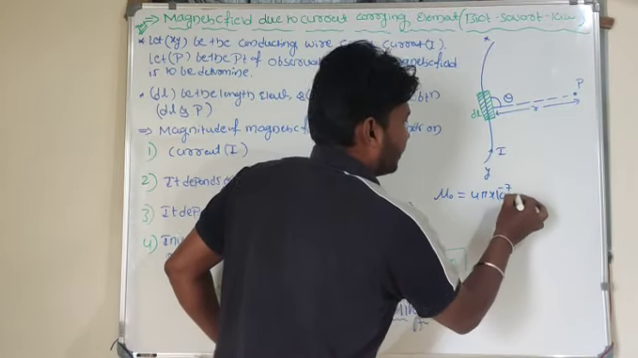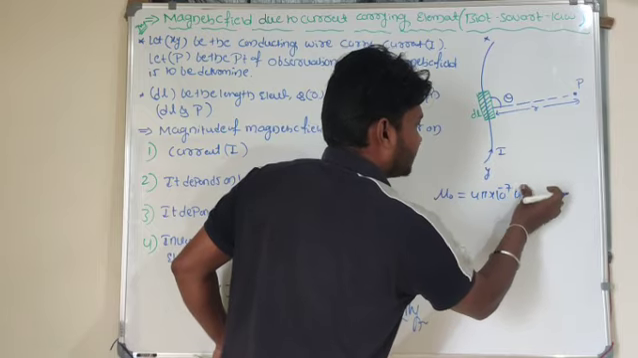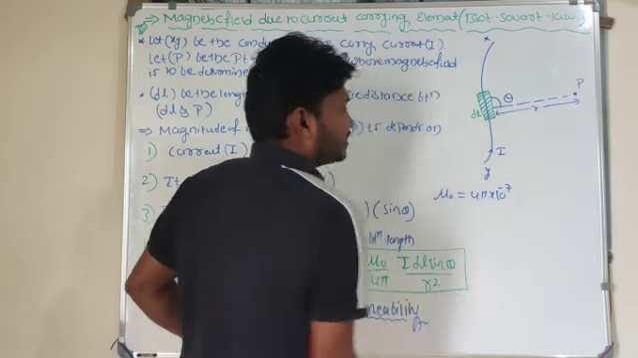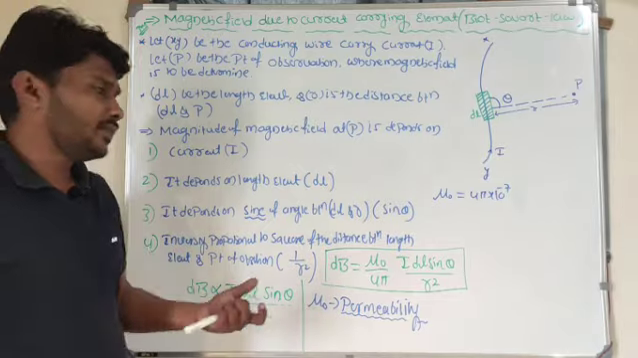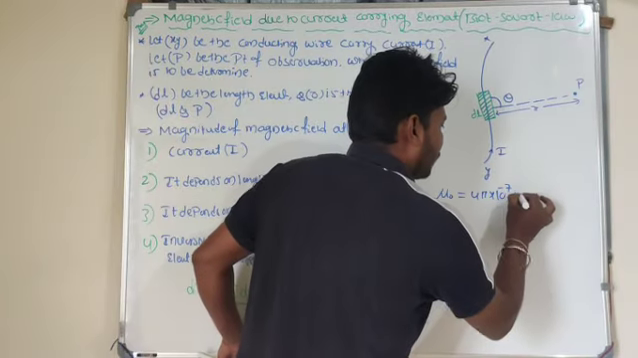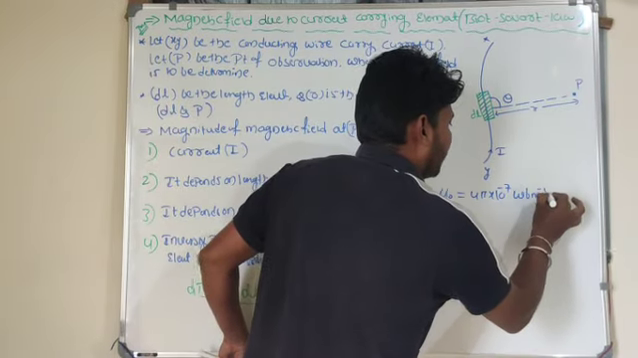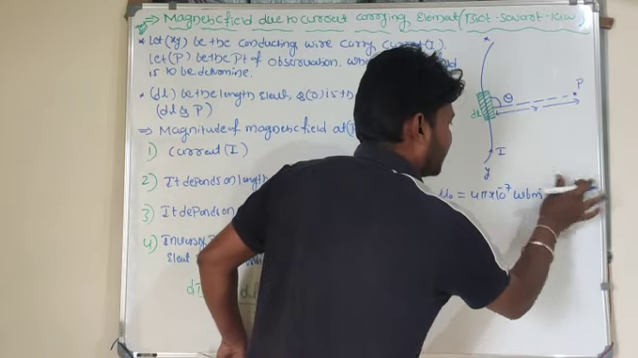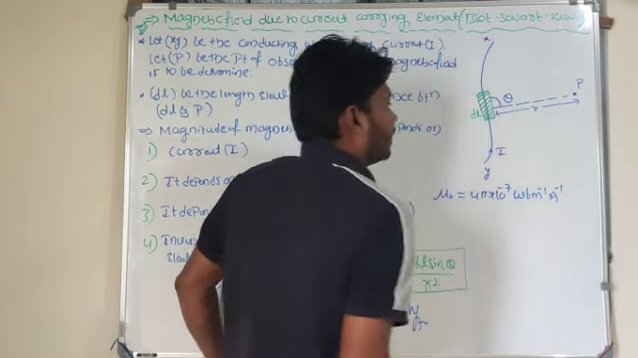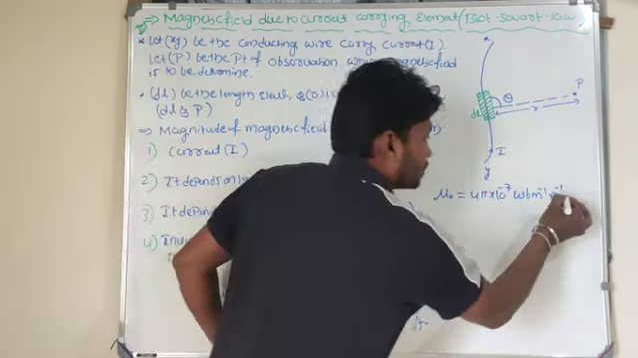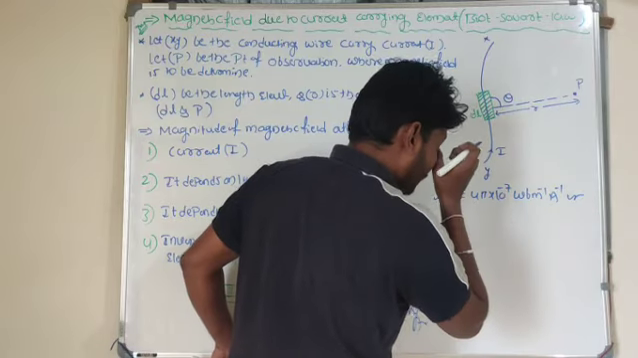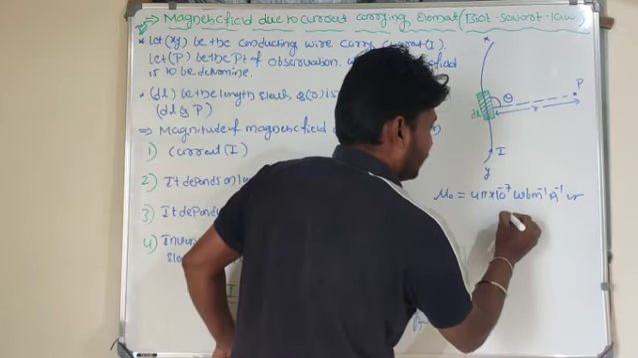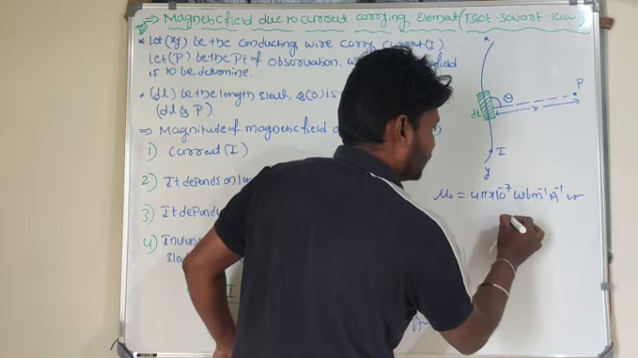What is the SI unit of magnetic field? Tesla, or you can also consider Weber. The SI unit of mu naught is Weber per meter per ampere. Another SI unit we can consider is as follows.